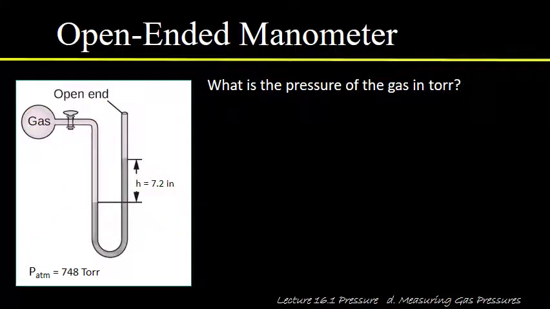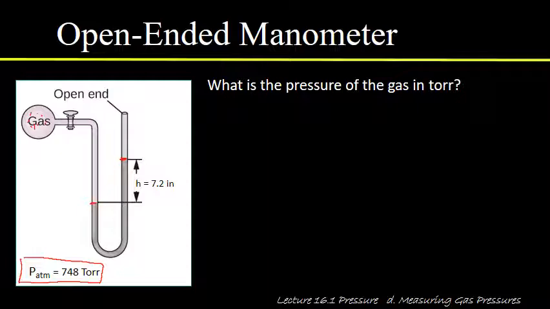All right. Here's another very similar question, again, an open-ended manometer. We've got a gas, a U-tube full of mercury. Mercury goes from here to here. We've got atmospheric pressure here, and we want to know the pressure of the gas in this container here. Okay, so we're going to do exactly the same thing we did before.